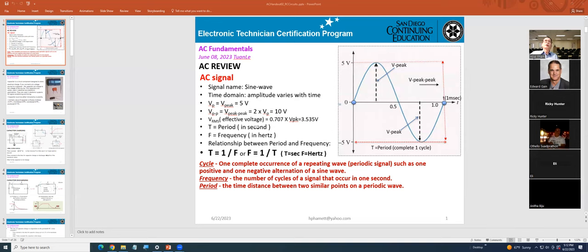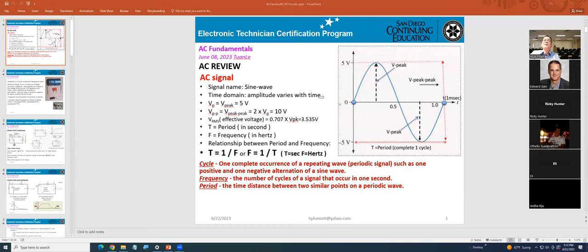This is an AC signal. And this is telling you the amplitude here, okay? And this will be the time domain. That means the signal varies with the time. So whenever you see this signal, you have to know the name of the signal. That's what we call a sine wave, okay? And the time domain is telling you amplitude varies with time.